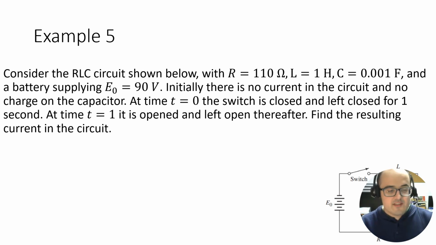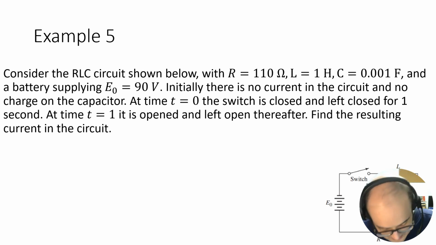Example number 5, I have considered the RLC circuit shown in the picture below, with R, a resistor, being 110 ohms, L being 1 henry, and C being 0.001 farads, and a battery supplying E sub 0 of 90 volts. Initially, there was no current in this circuit and no charge in the capacitor, but at time t equal to 0, the switch is closed and left closed for 1 second. At time t equal to 1, it is opened and left open thereafter, and we want to find the resulting current in this circuit.